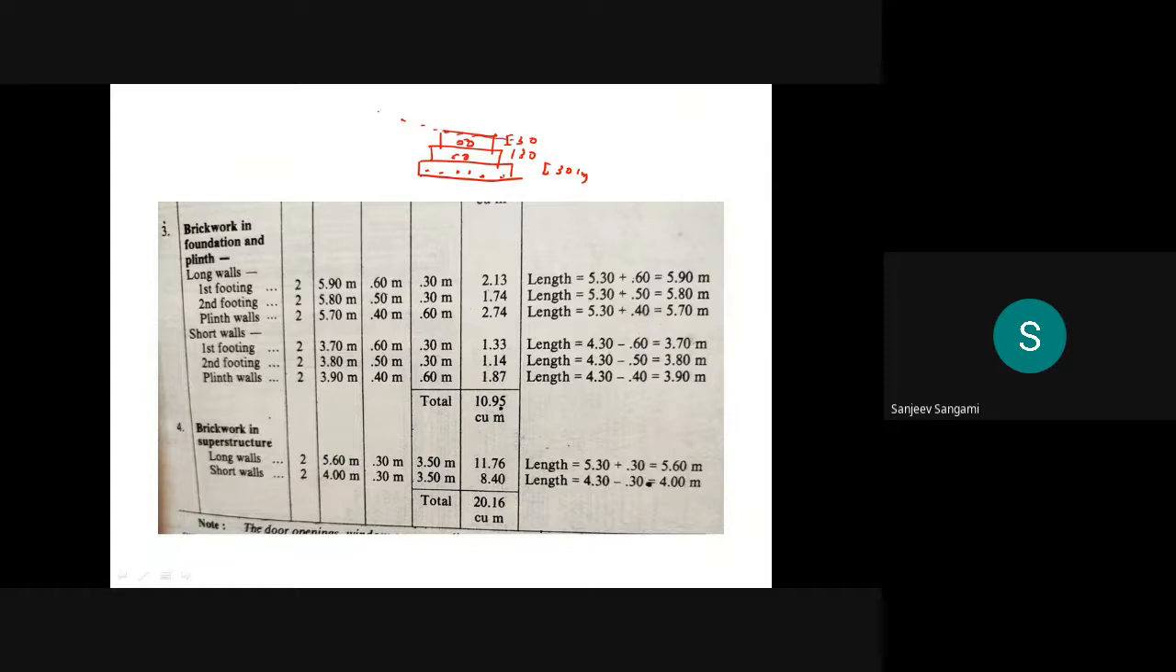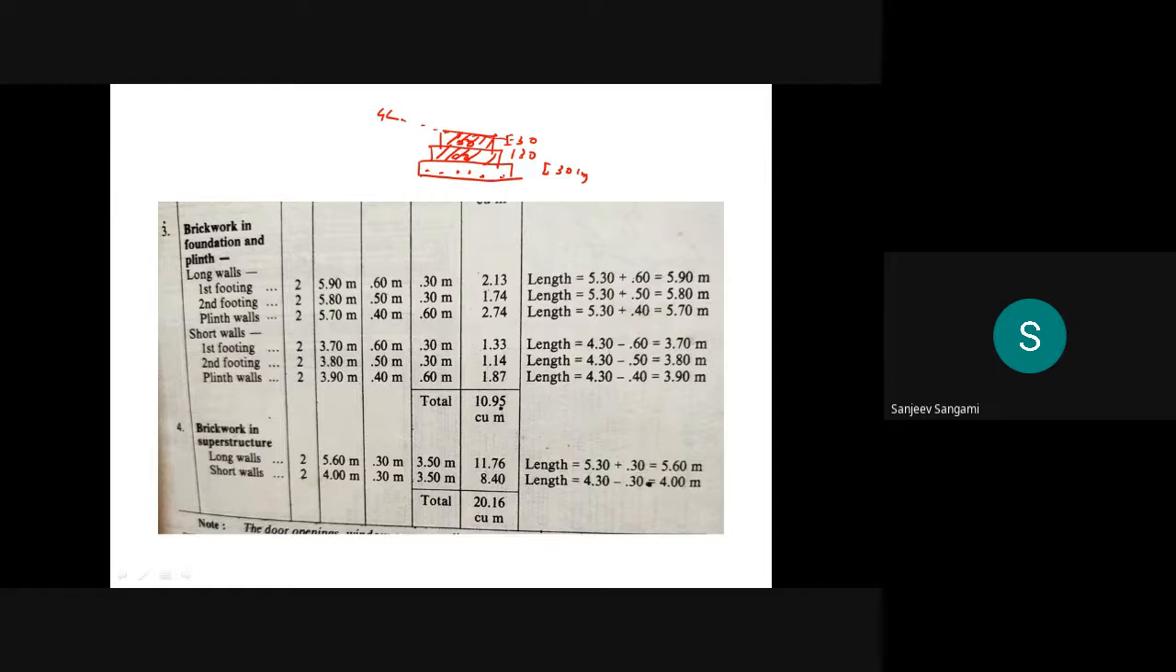Here you have ground level. This has to be added. So the brickwork, whatever is there, write it as the brickwork. Then for the first footing, that is very important, this one.